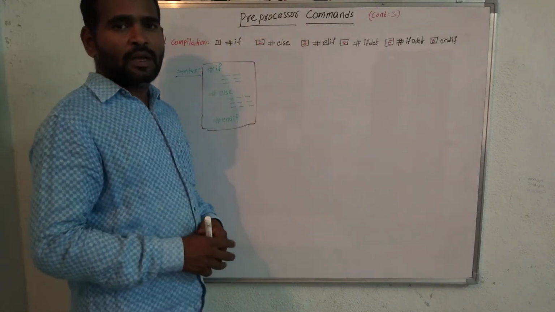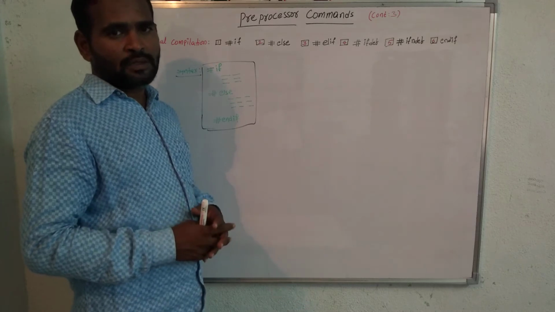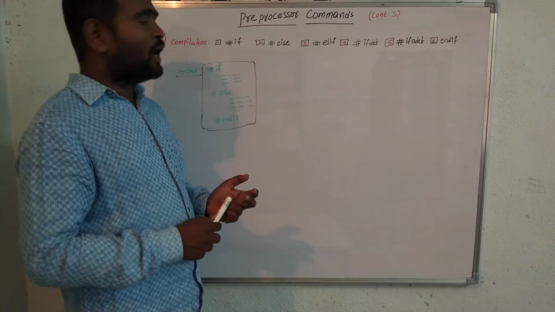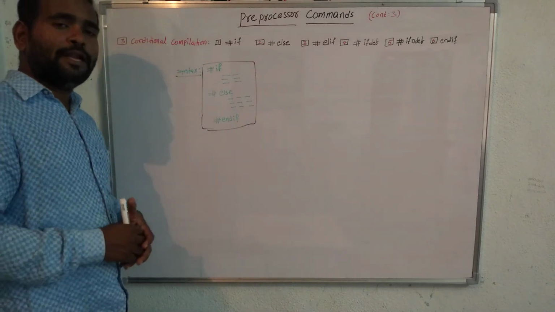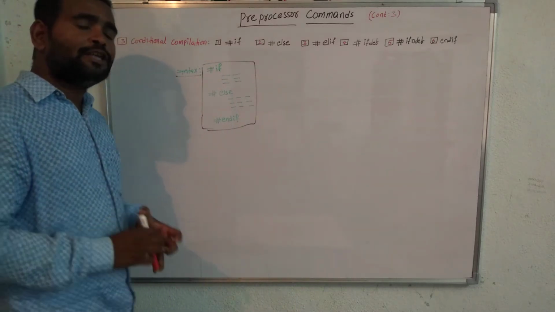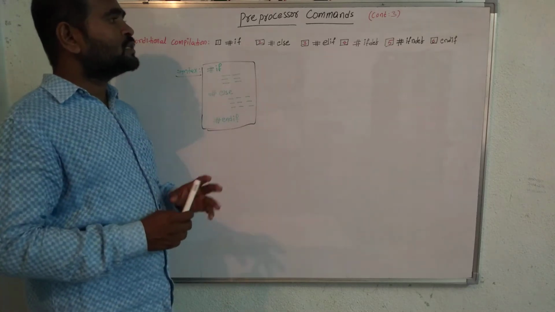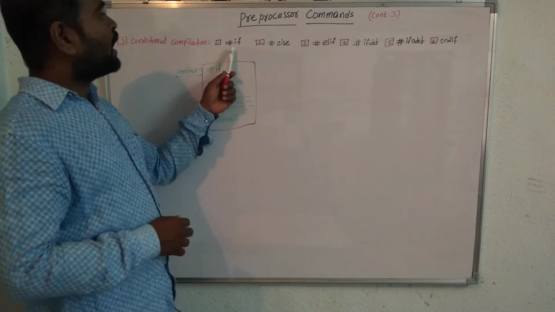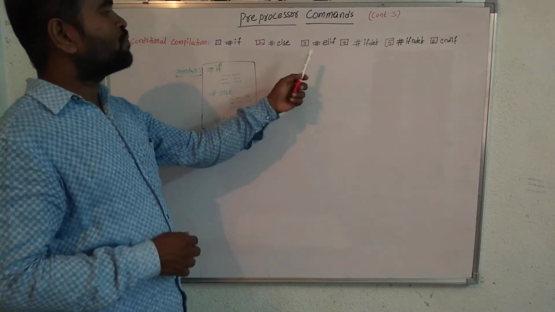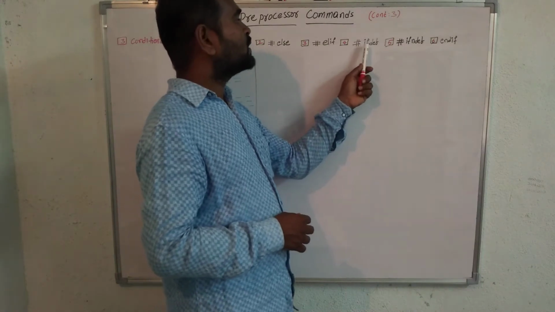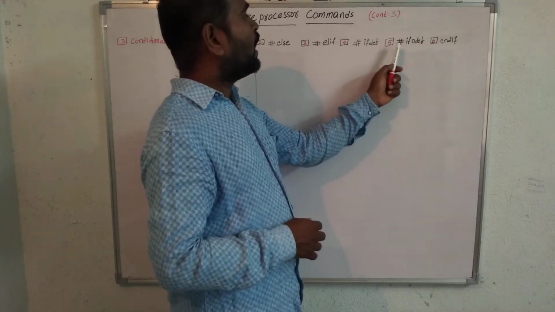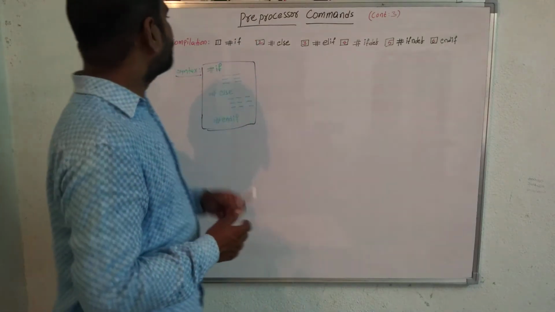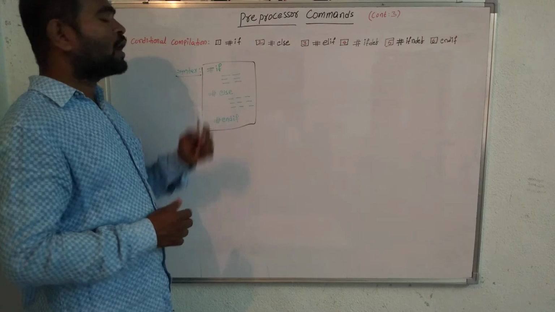Already I covered the preprocessor's three major tasks. One is file inclusion, the second is macro definition, and the third is conditional compilation. In conditional compilation, we have six different kinds of conditions: #if, #else, #elif, #ifdef, #ifndef, and #endif. These are all used in conditional compilation.